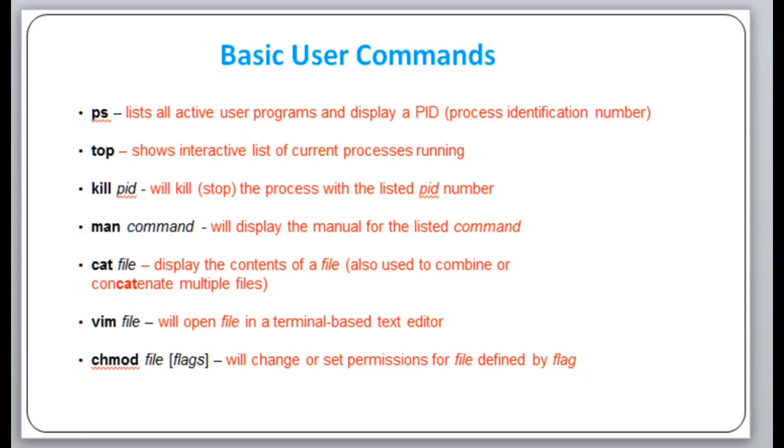It's also used to combine or concatenate multiple files. That's where cat comes from, guys. It's the middle three letters right there. We have vim, which will open a file in the terminal-based text editor, and vim stands for VI enhanced. Okay, and then we have chmod with the accompanying flags, and this will change your set permissions to the file defined by flag. Okay, so let's go ahead and look at some of these on our virtual box.